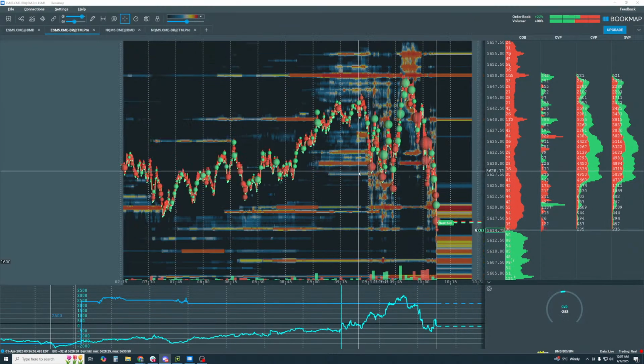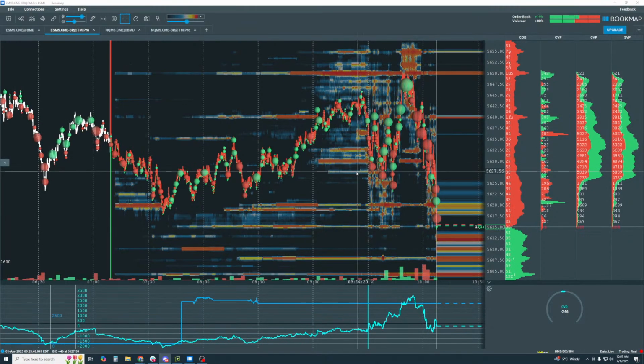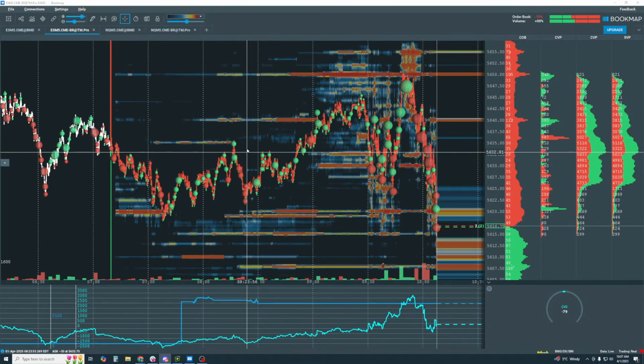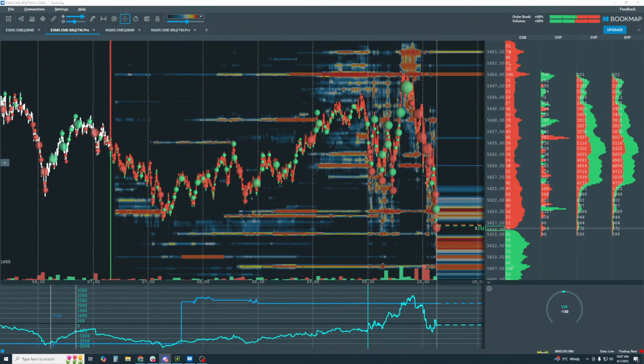Okay, so let's zoom out here. Good morning, Trading is life. Let's zoom out and get our bigger picture approach.